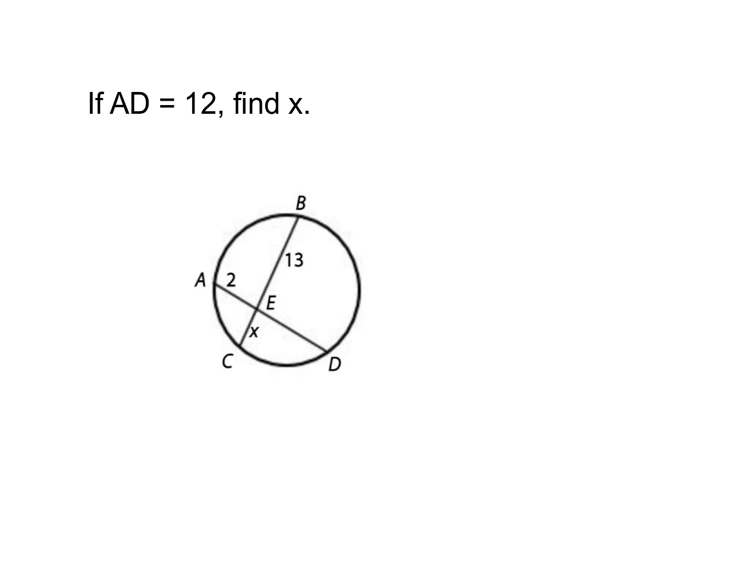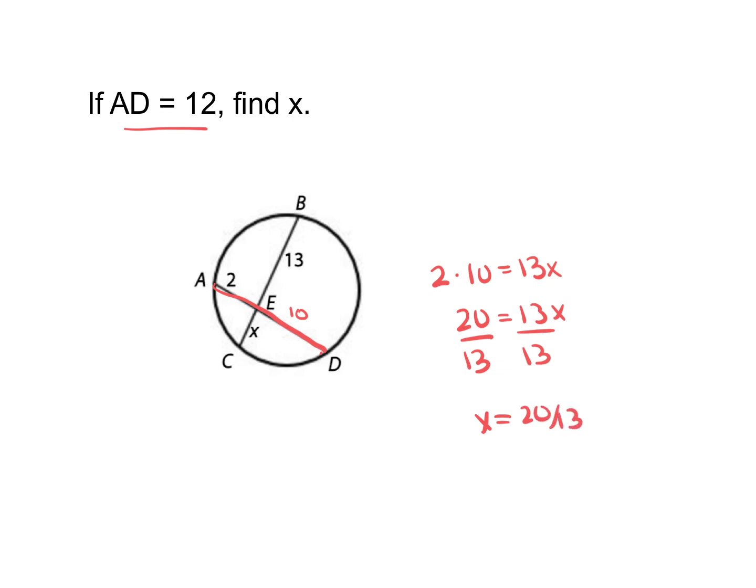Similar type problem right here. You have to pay attention to this. It says AD is 12. If AD is 12, that's this whole segment. Well, clearly that has to be 10. So you can do the same thing. 2 times 10 is equal to 13 times x. And you could then solve for the x. You get a fraction this time. That's okay. X is equal to 20 over 13. So there's a couple examples of using the chord theorem.